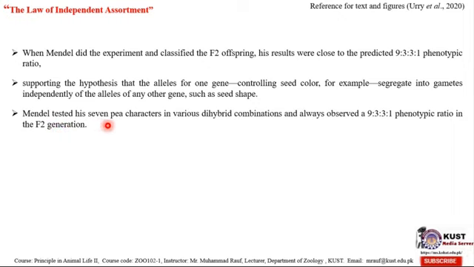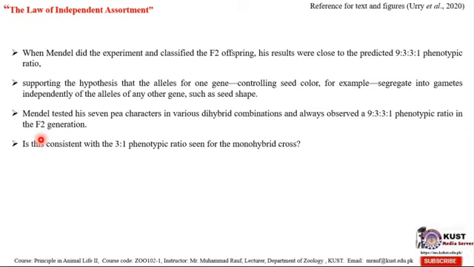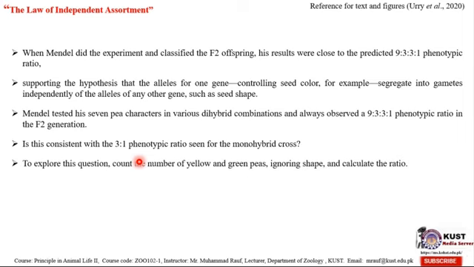Mendel tested his 7 pea characters in various dihybrid combinations and always got this phenotypic ratio in the F2 generation. So it means for all the characters Mendel studied, there was no linkage observed. Now, there is the 3:1, which was the outcome of the F2 generation in the first law. So how does this 9:3:3:1 relate to 3:1? You can calculate it by observing the yellow and green seeds, ignoring the seed shape, so you will get the same ratio.